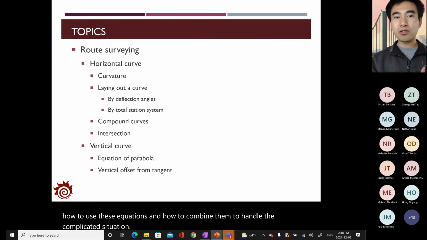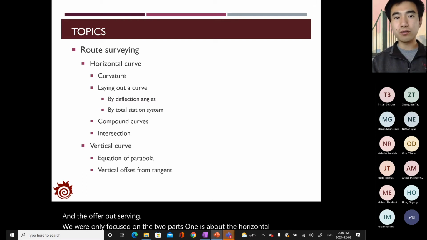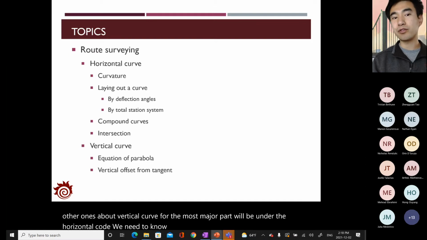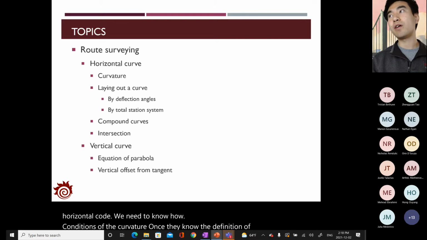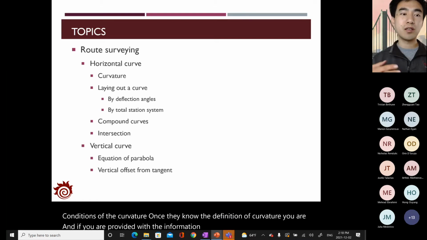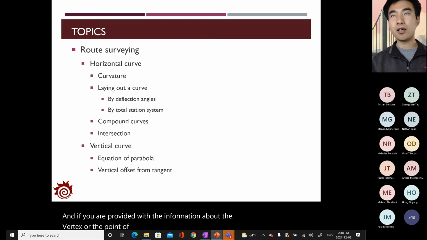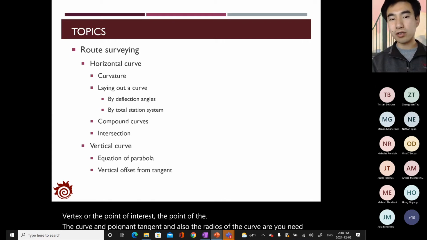And for route surveying, we will only focus on two parts. One is the horizontal curve, the other one is the vertical curve. The most major part will be the horizontal curve. We need to know the definitions of the curvature. Once you know the definition of curvature, and if you are provided with the information about the vertex or the point of interest, the point of the curve and the point of tangent, and also the radius of the curve, you need to know how to lay out the curve.